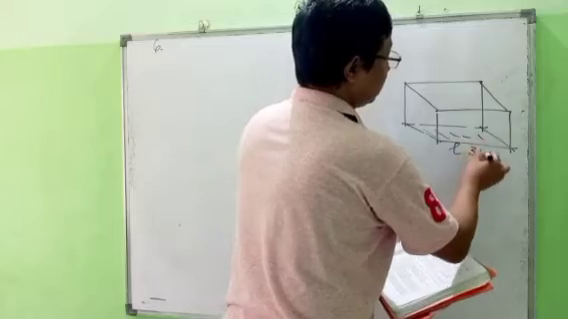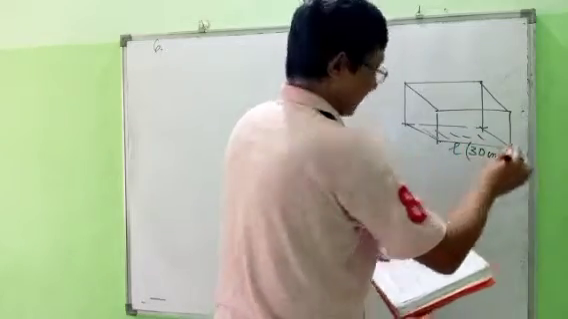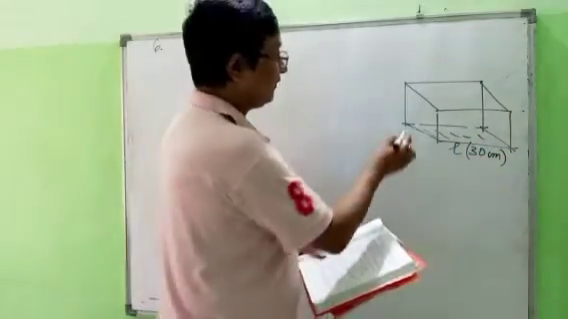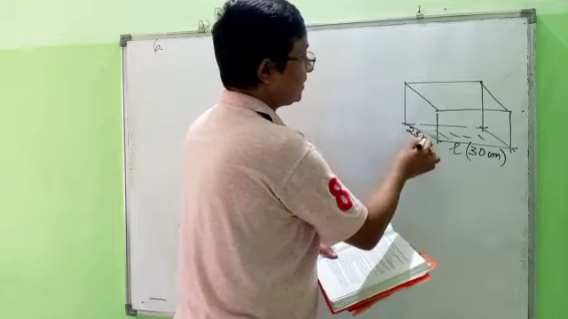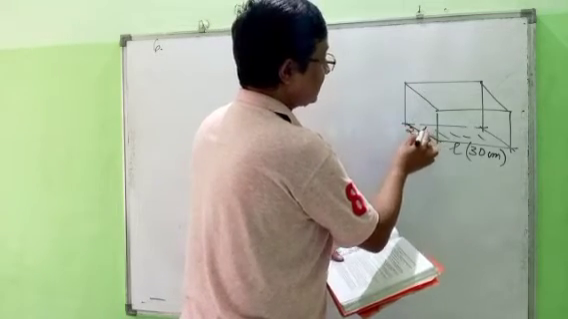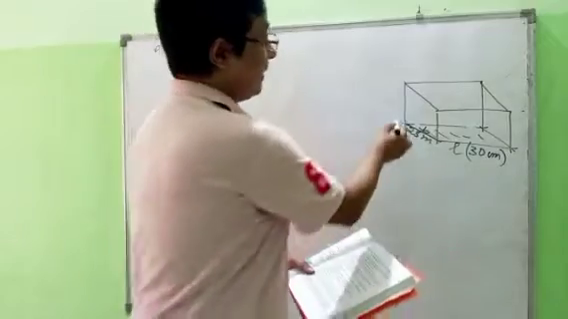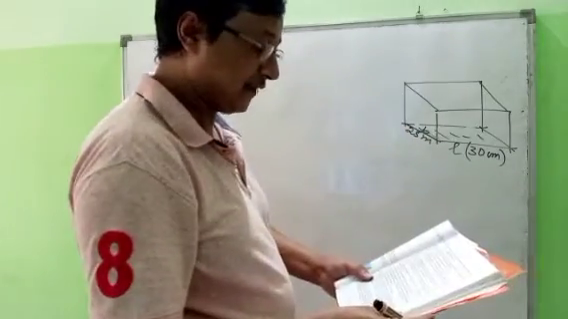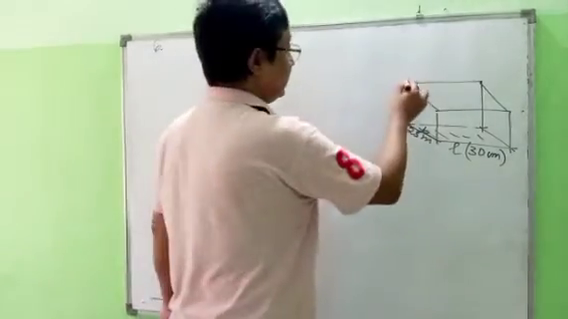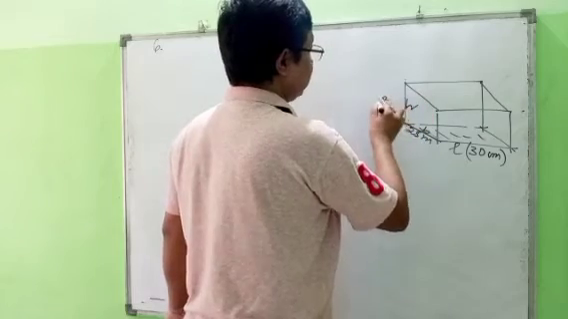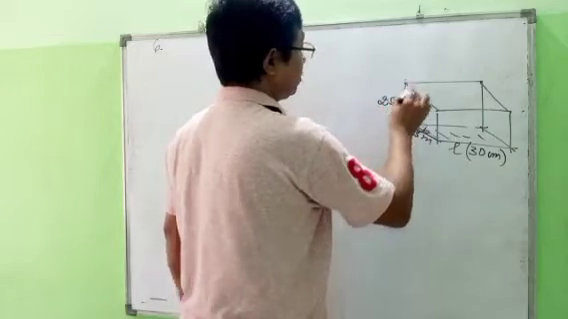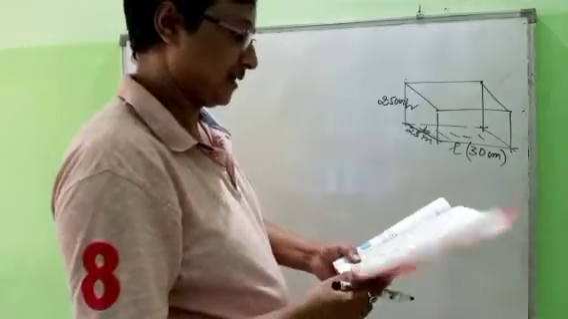It is given 30 centimeter long and 25 centimeter wide. So this is 25 centimeter, this is the breadth. And then 25 centimeter high. This is the height. They have given 25 centimeter.